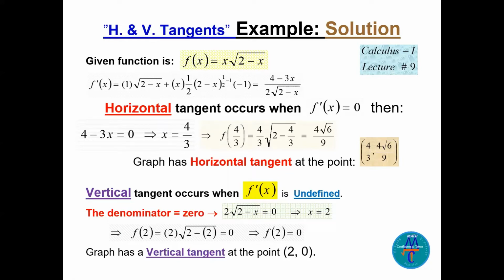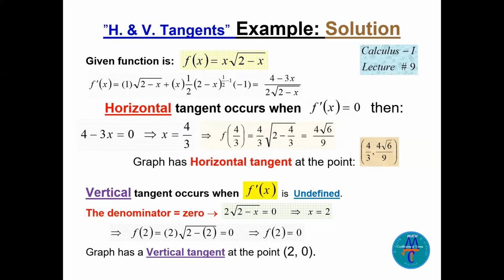by finding the derivative. This is Calculus 1 lecture number 9. This is the function; find the derivative. There is a product rule, you can check it, please. So the derivative will be 4 minus 3x divided by 2 square root of 2 minus x.